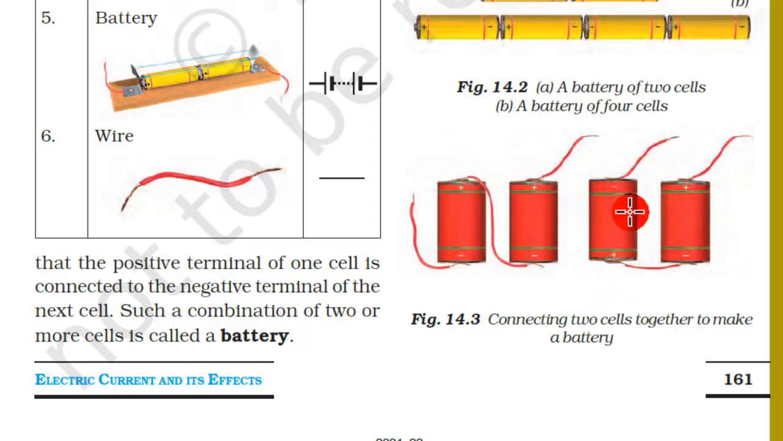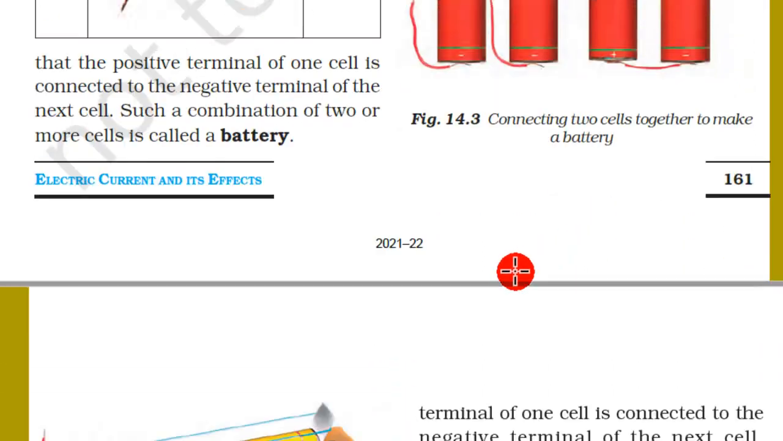Or like this we can reverse the cell, with the negative terminal at the upper portion and the positive terminal at the lower portion. So the positive terminal will connect with the negative terminal of another cell, and here also the same thing happens. The battery is formed.